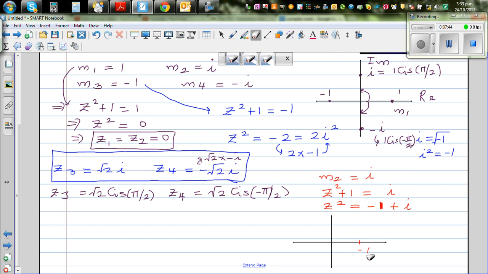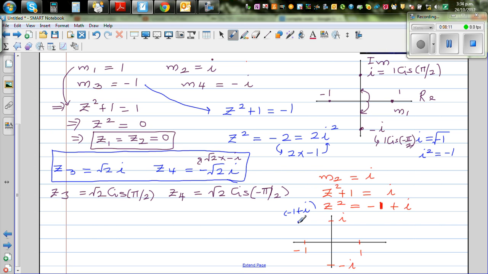Sorry, this is +1. This is -1. This is i, and this is negative i. So what does this mean? -1 plus i means a point. This is -1 on the real axis and i on the imaginary axis. So this point is called -1 plus i.